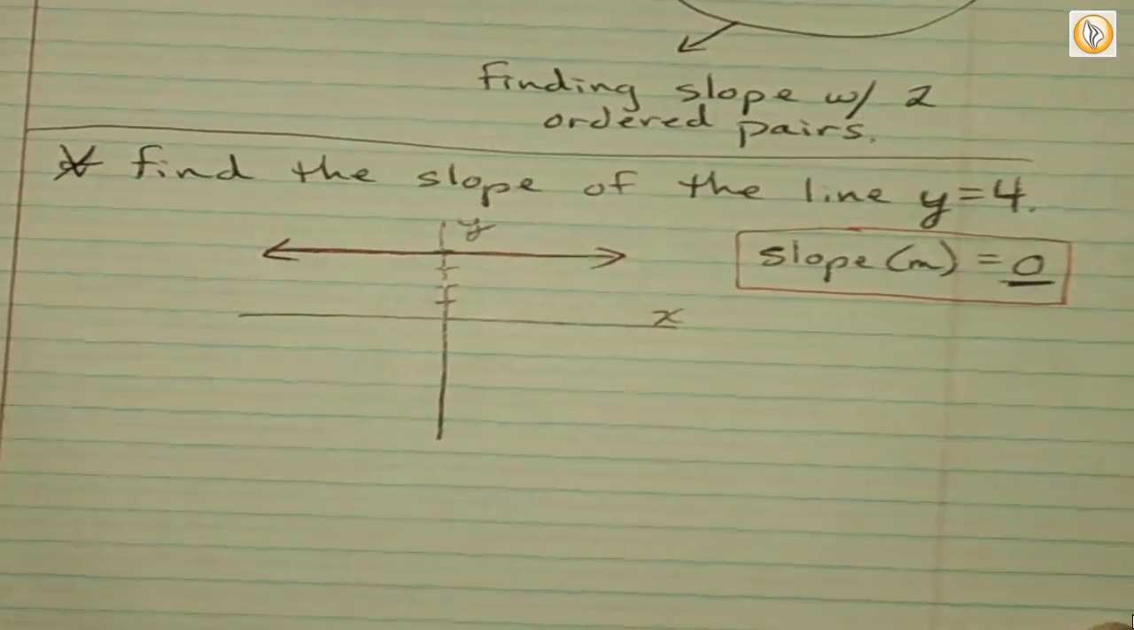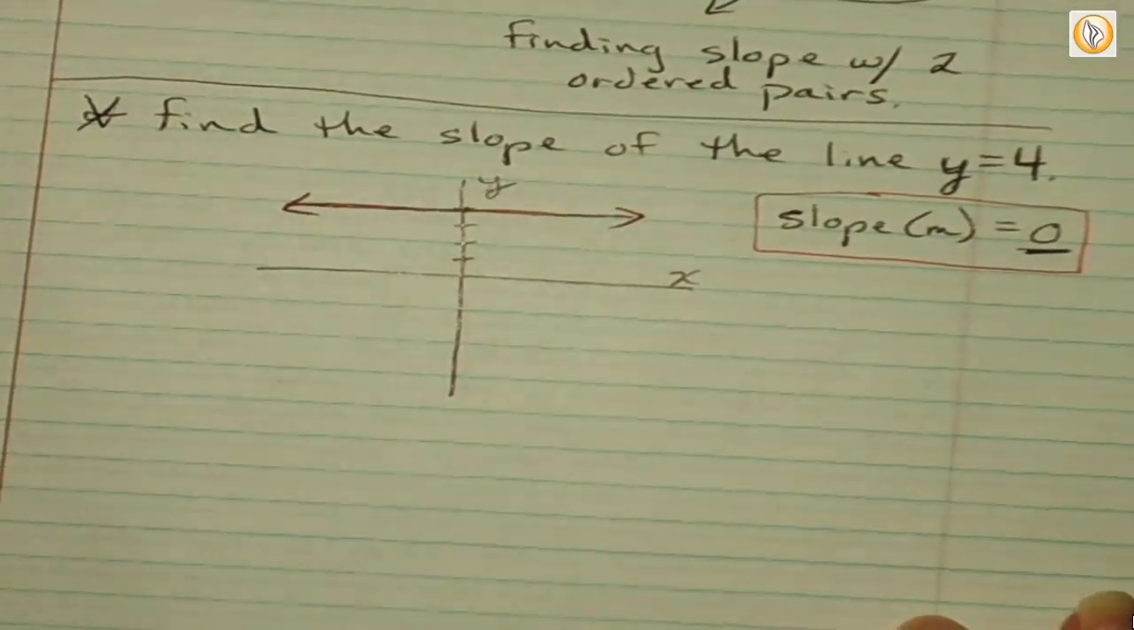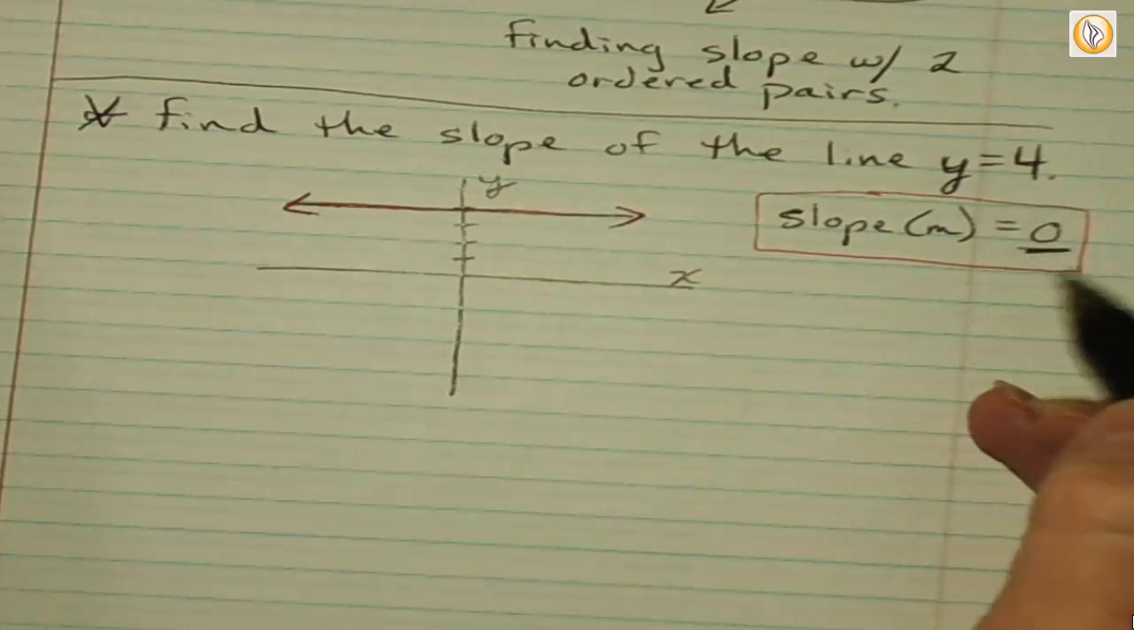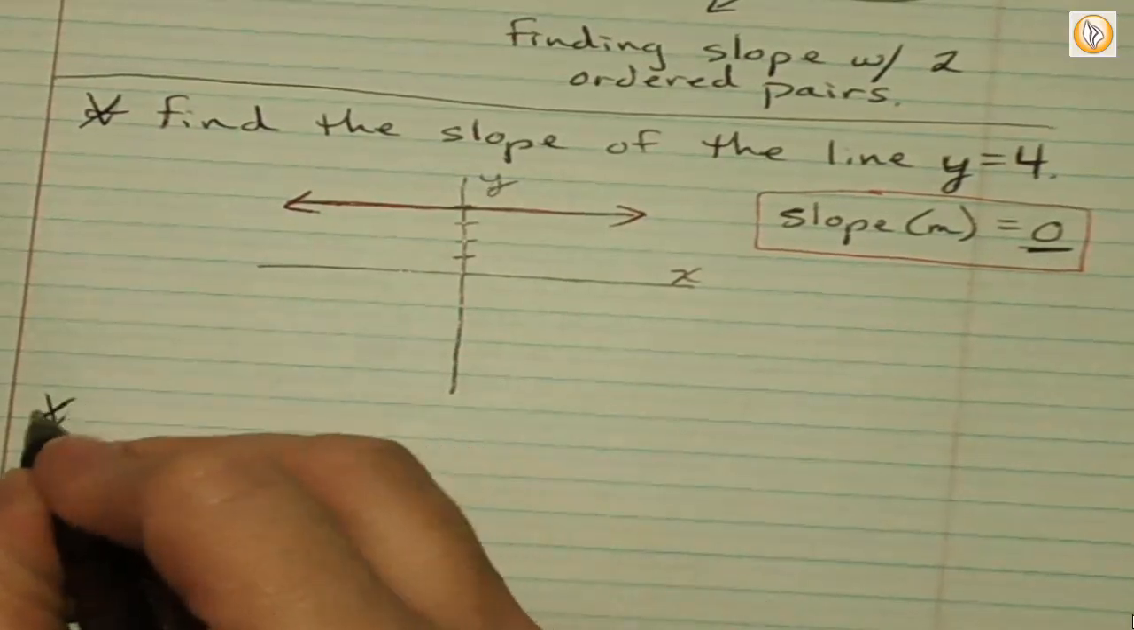So in the ordered pair, it would be 0, 4. This is only if they're asking for the slope, not the y-intercept or anything. The answer is just 0. This is the official answer.